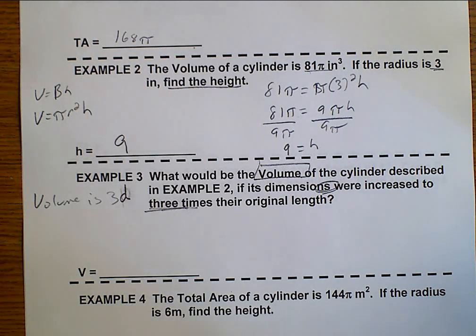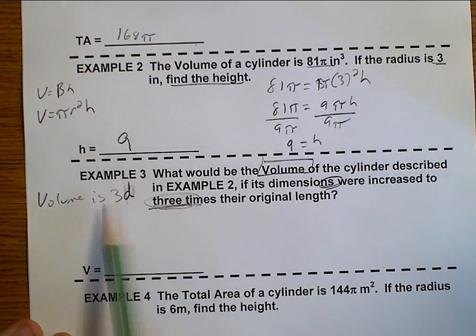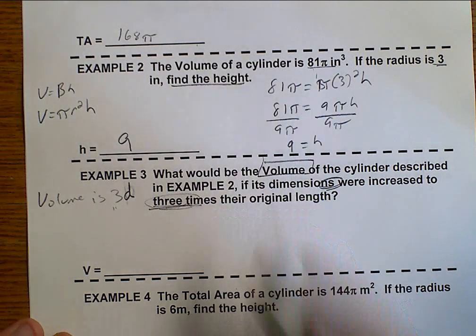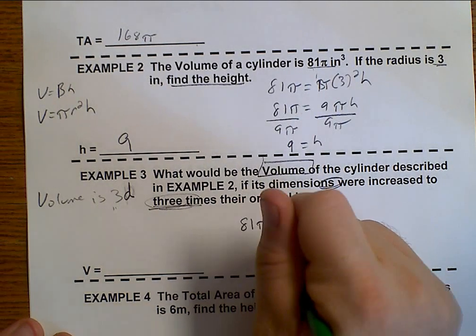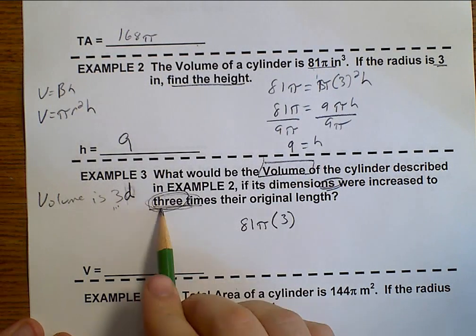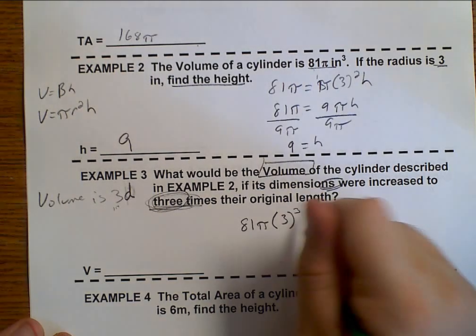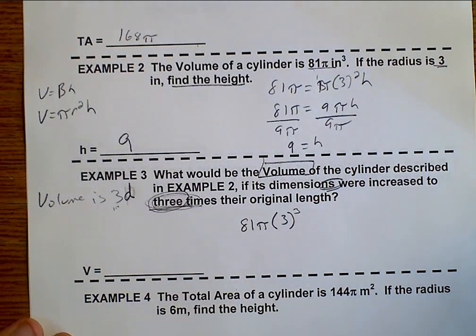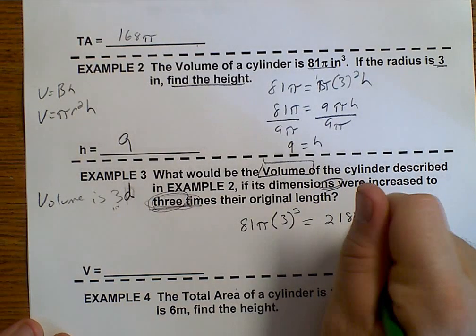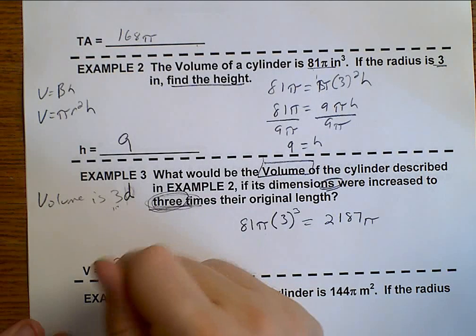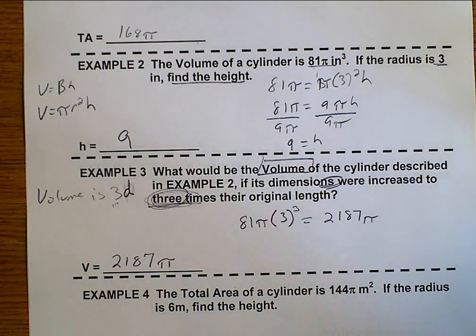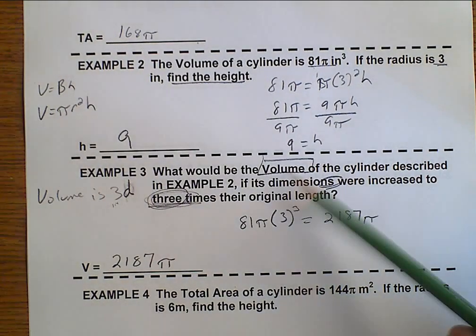So that means that we need to multiply by the change 3 times. So our original volume was 81 pi. When we multiply by 3, by this 3 to the third power, 81 times 3 to the third power is 2,187 pi. So multiplying all the dimensions in volume certainly makes a very big change.